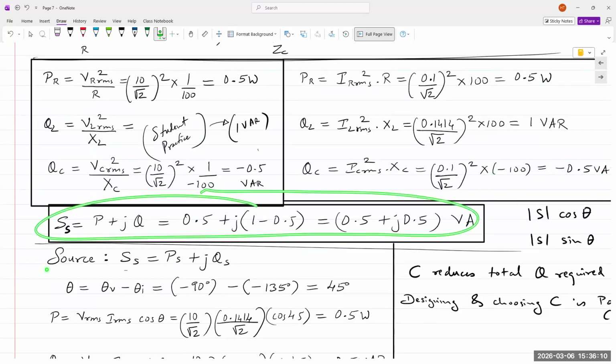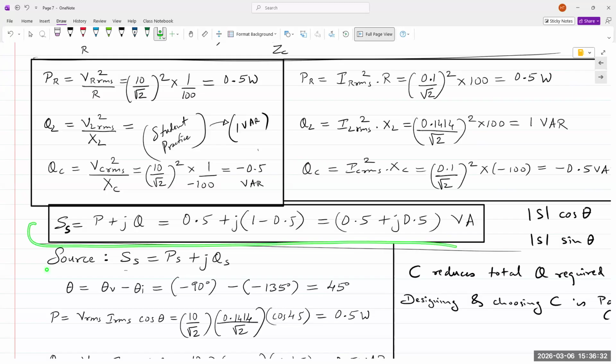0.5 plus j0.5. Remember, the capacitor and the inductor are opposites of each other. Q for an inductor is plus or positive. Q for a capacitor is negative. So you get 0.5 plus j(1 minus 0.5). All right, that's the total power. That's the end of the analysis here.